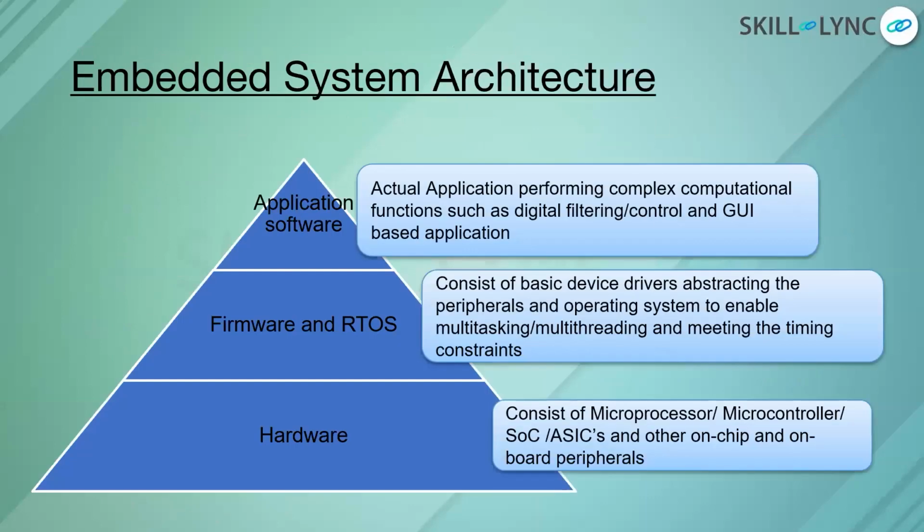Embedded system architecture typically goes in a layered arrangement. Initially you have the hardware. On top of that hardware, you have a dedicated firmware and an operating system running. On top of that operating system, you have application software. This dedicated hardware could be a microprocessor, a microcontroller, a system on chip, an ASIC too, or an FPGA based system.